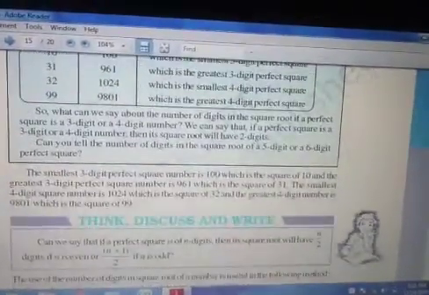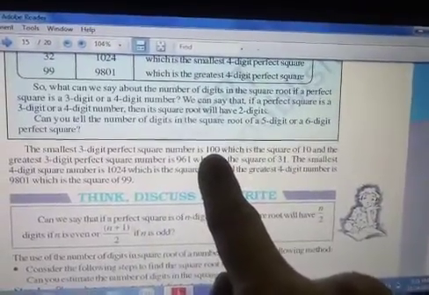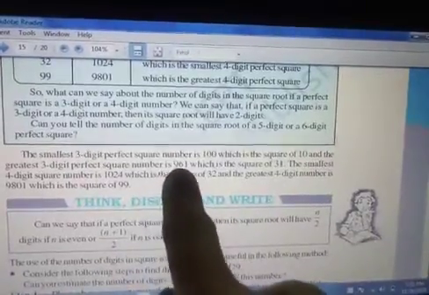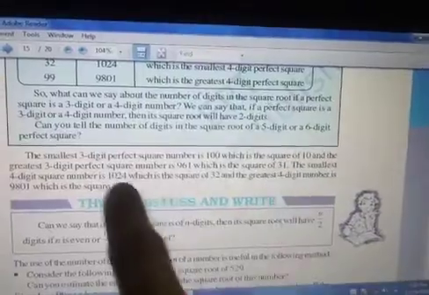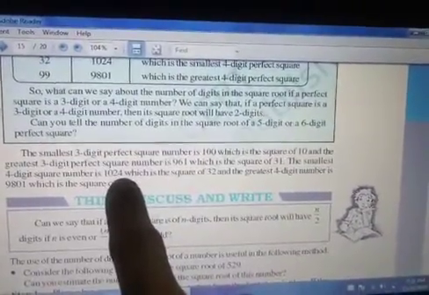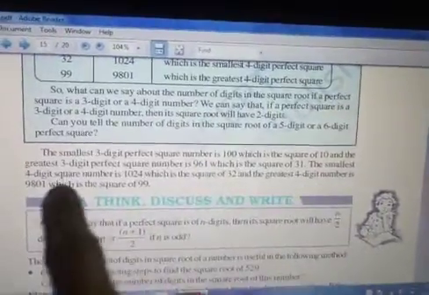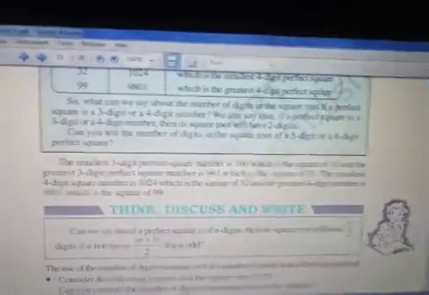So that is what is given here. See, 100 is a 3-digit number, but its square root, 10, is a 2-digit number. Then 961 is a 3-digit number, but its square root is 31. 1024 is a 4-digit number, but its square root, 32, is a 2-digit number. Then 9801 is a 4-digit number, but its square root is 99. Listen.